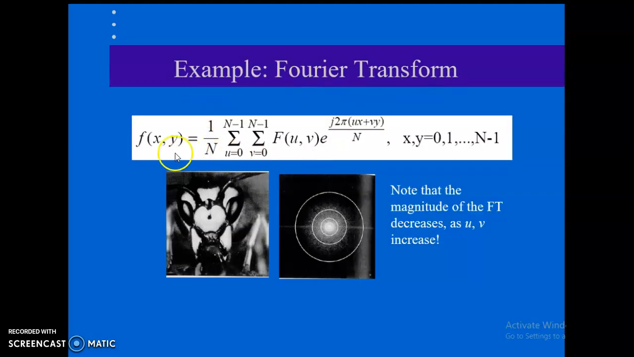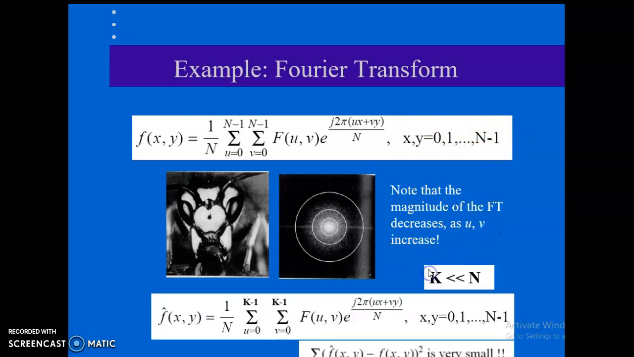Example: Fourier transform. f of x, y equals 1 by n, summation of u equal to 0 to n minus 1, summation v equal to 0 to n minus 1, F of u, v e to the power j 2 pi (ux plus vy) divided by n, for x, y equal to 0 to n minus 1. Note that the magnitude of the FT decreases as u, v increase. Take k less than n.